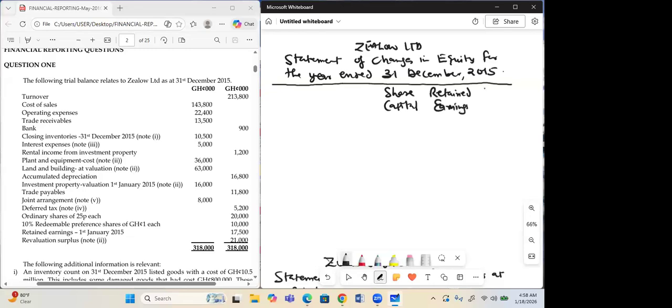Do we have revaluation reserves? Yes. Is there anything like general reserves or other reserves? No. So there are only three. Put them down.